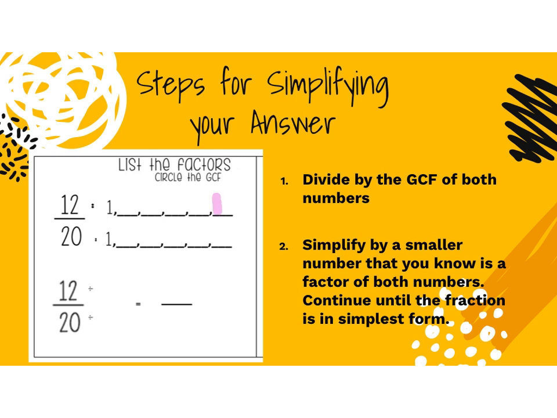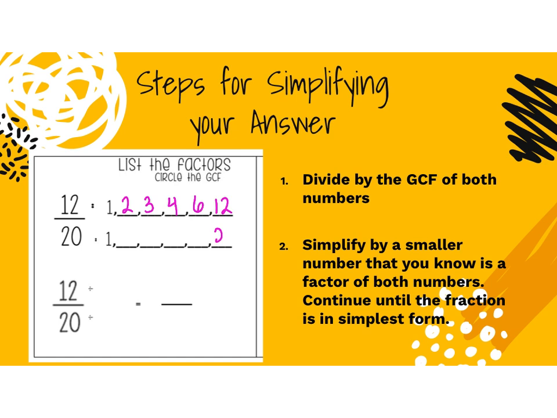1 times 12 equals 12. 2 times 6 equals 12. And 3 times 4 equals 12. And then we could list the factors of 20.